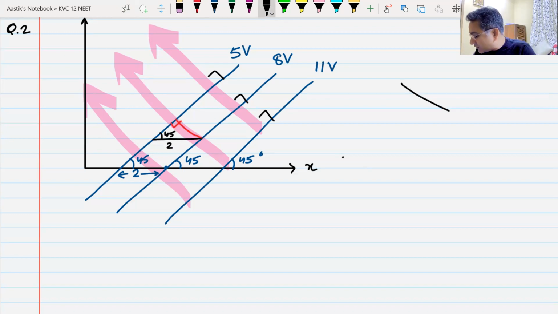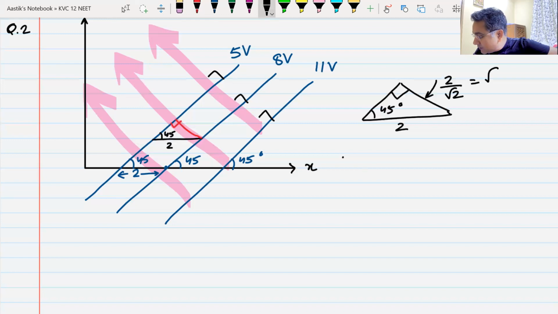If I draw this right angle triangle, it looks like this. This is 90 degrees, this is 2 and this is 45. You have to find out the length of this side. Your hypotenuse is 2 meters. So this will be 2 cos 45, which is 2 divided by root 2. So it will be root 2. This length would be root 2. Do we understand this?